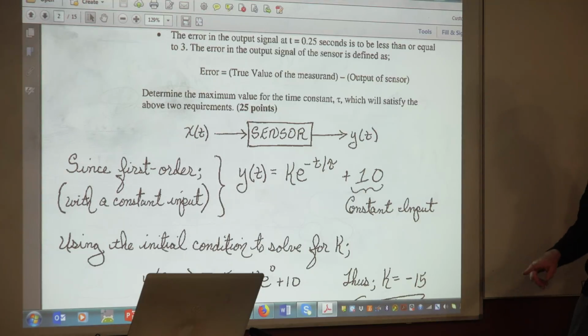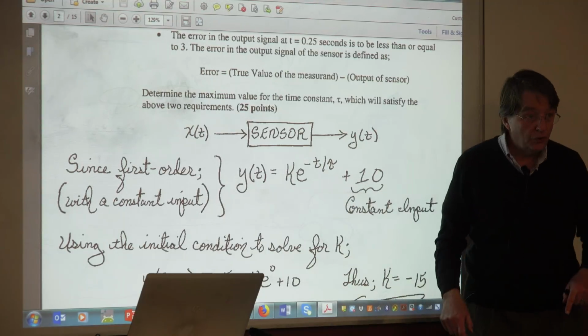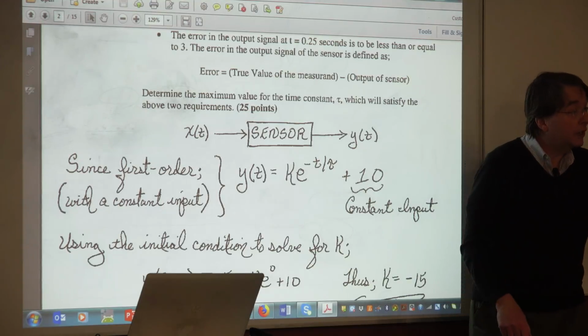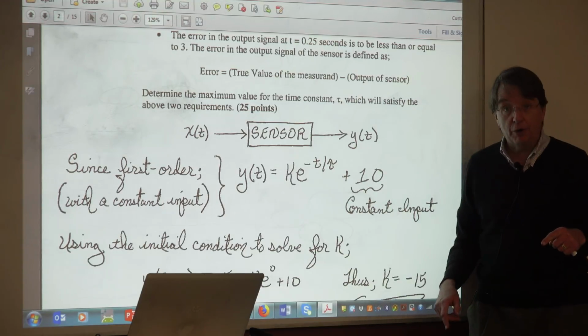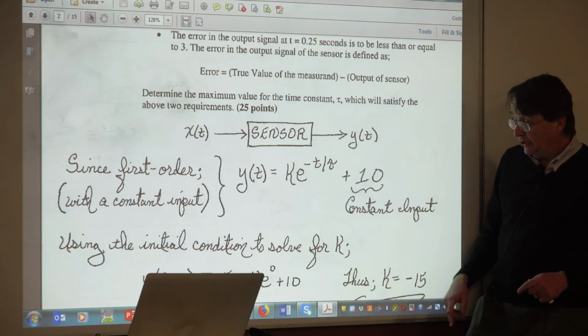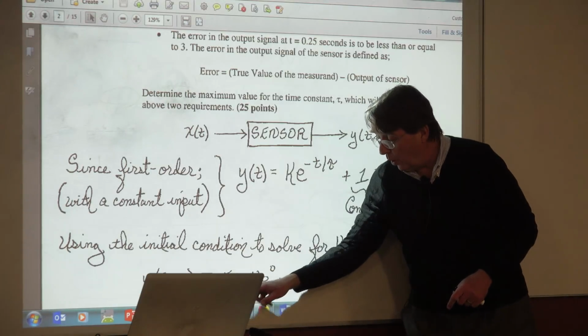Okay? Now, how do we solve for K? I think you all know this. We solve for the initial condition. We use the initial condition, pardon me, to solve for K. So at t equals 0, y is minus 5.